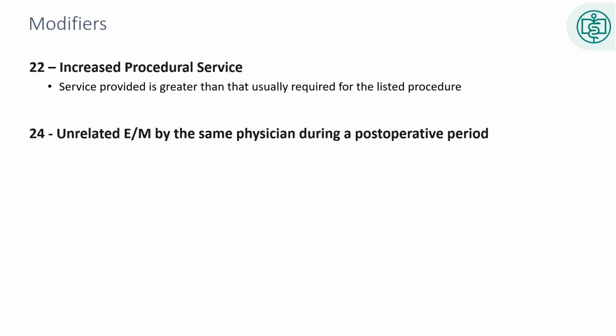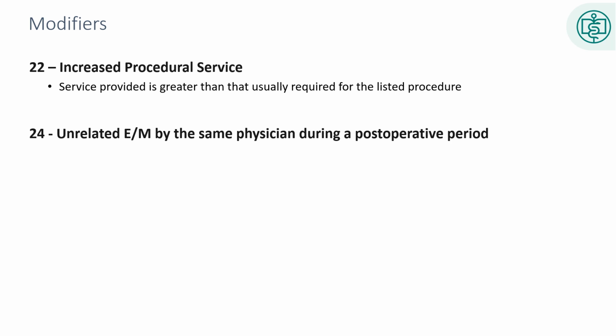Modifier 22 is appended to surgical CPT codes when the amount of work to perform the service was significantly greater than what is typically required. To support the use of Modifier 22, a copy of the operative report must be sent along with the claim. The detail in the operative report must describe the additional work and the reasons for the additional work. For example, extra time, difficulty, the patient's condition, or other complications.